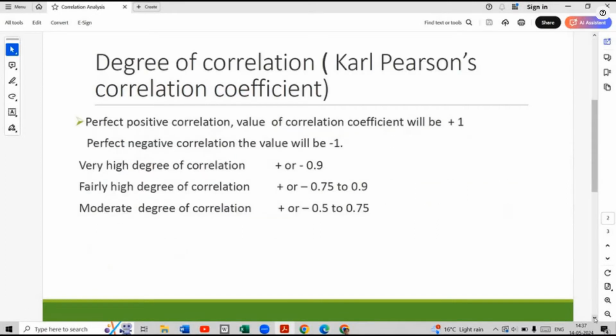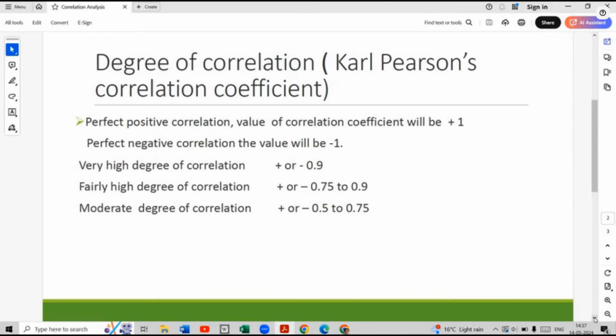Correlation can be studied mainly by measuring the degree of relationship, or the strength of the relationship, between two variables, and the most important coefficient that is normally measured is Karl Pearson's correlation coefficient for linear correlation. The value can vary between +1 and -1. Plus or minus indicates whether it is positive or negative, and the value indicates the magnitude of the relationship.